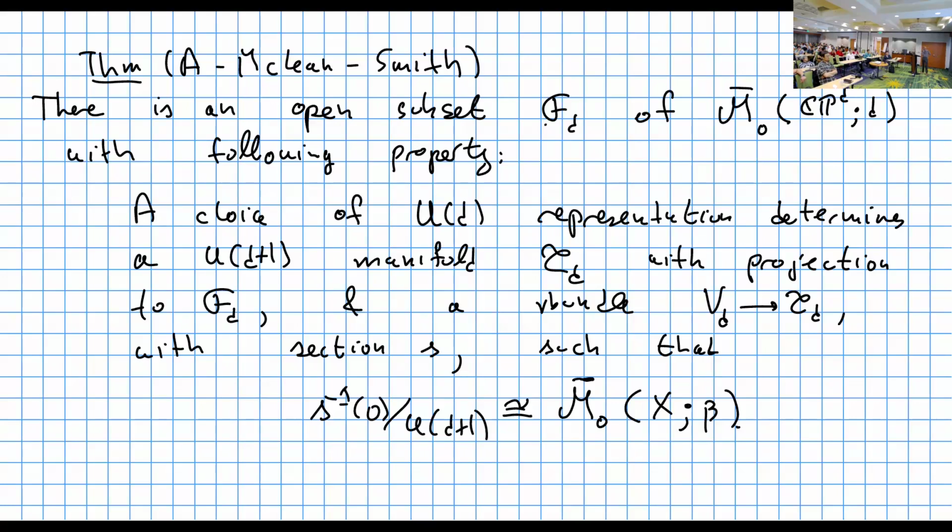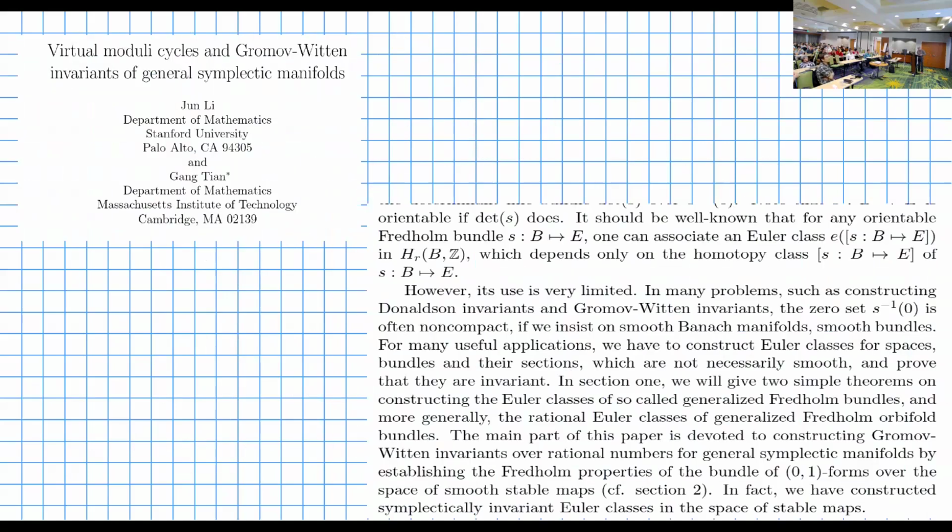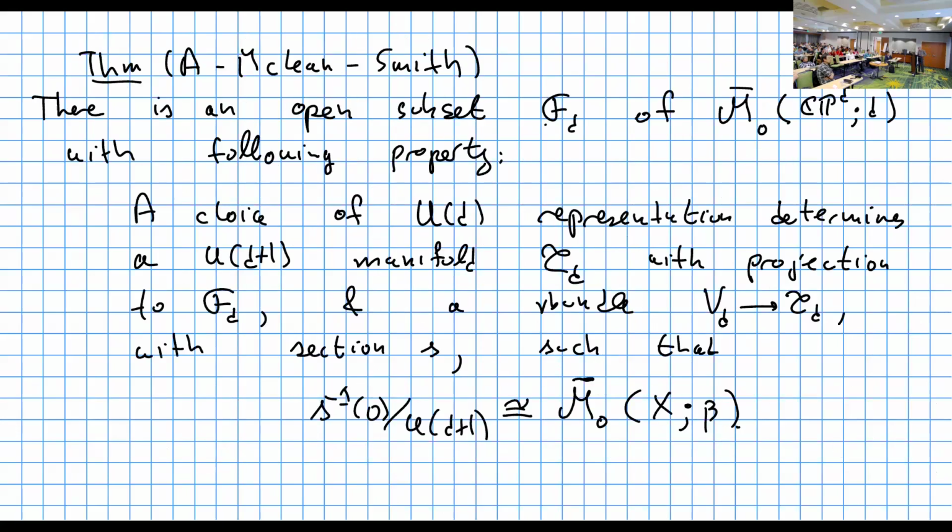Why did we want this statement? Well, if I go back to the beginning, in the introduction, this paper of Li and Tian says it's well known that if you have an orientable Fredholm bundle, there is an Euler class. And I would say it's even more well known that if you have an orientable vector bundle over a manifold, there is an Euler class. You don't even need finite dimensions.